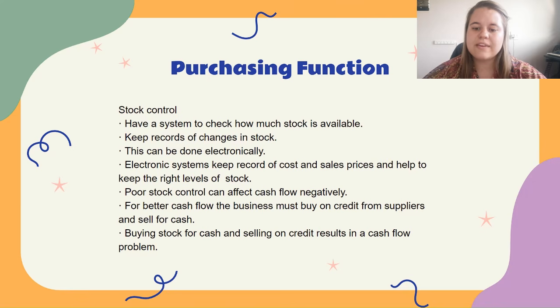Poor stock control can affect cash flow negatively. For better cash flow, the business must buy on credit from suppliers and sell for cash. Buying stock for cash and selling on credit results in a cash flow problem because we're buying all of this on cash, but our customers who are buying from us on credit are only going to pay us back small amounts every month. So this could have a negative effect on our cash flow.